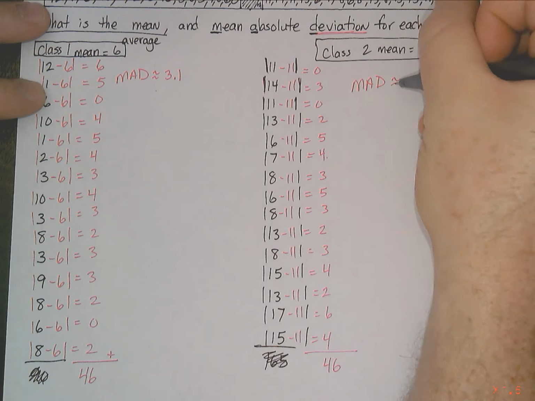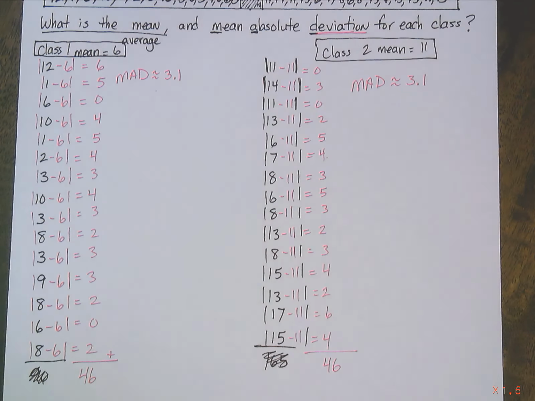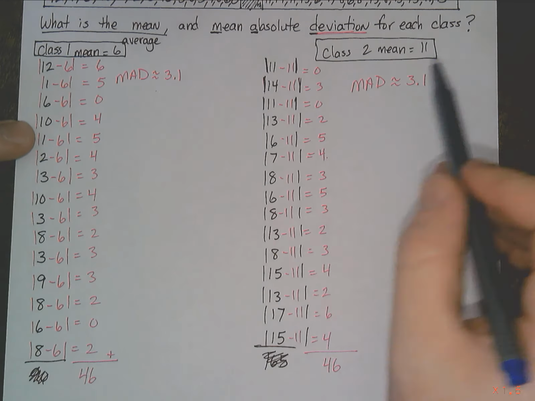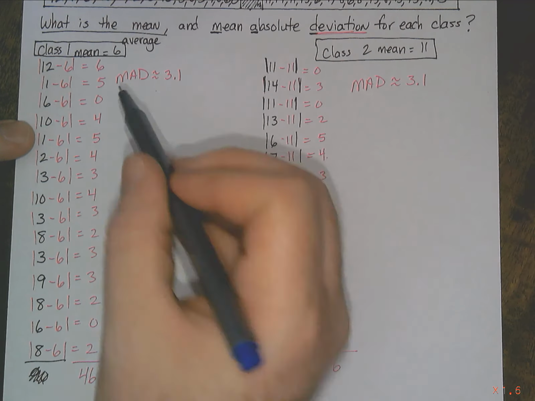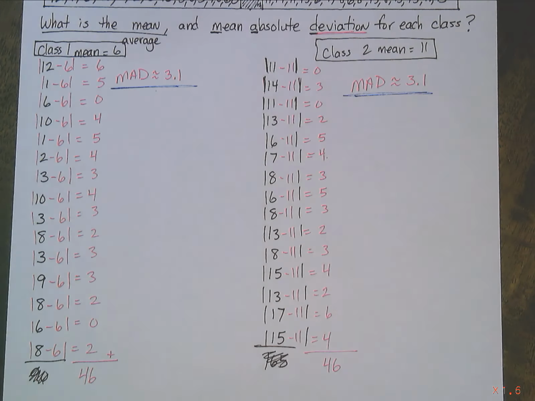And that's not typical. Usually, most of the time, your math's going to be different for both ones. It just happens to be the same answer. Odd, because they're different numbers. So that's basically it. So the average was 6 for class 1. The average or mean for class 2 was 11. The math for both ones was 3.1. And then sometimes you're going to get another question.